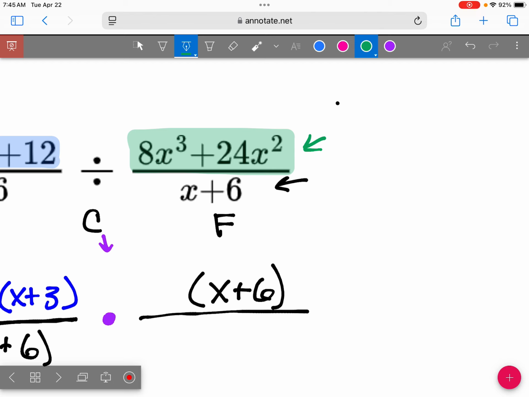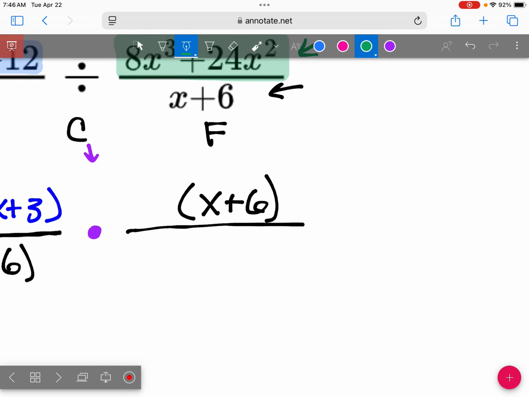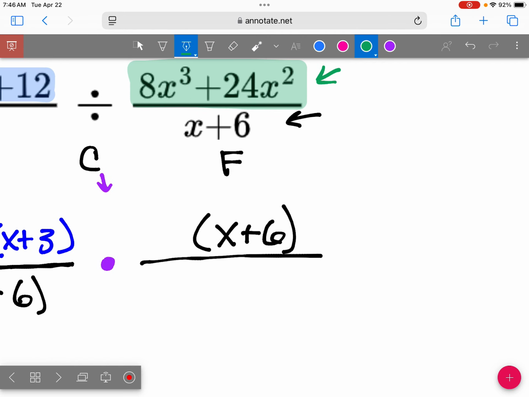What do we notice about this 8x cubed plus 24x squared? There's no x or number by itself. Correct. So what does it have, since it does not have something that has just an x or a number all by itself? Does not have a 1 there. Do those two pieces have anything in common? 8x.